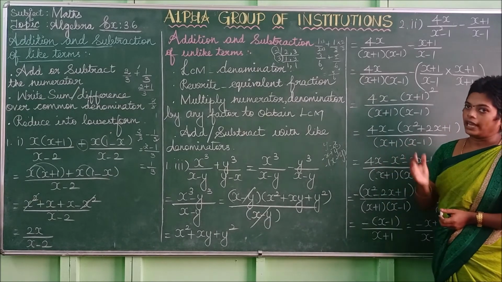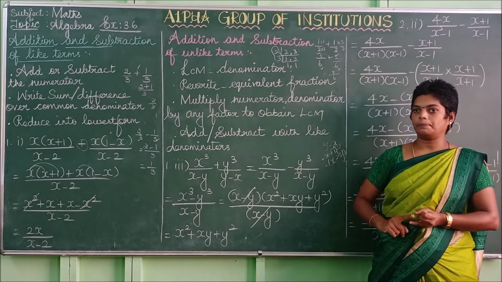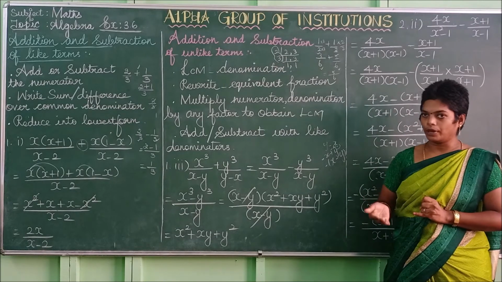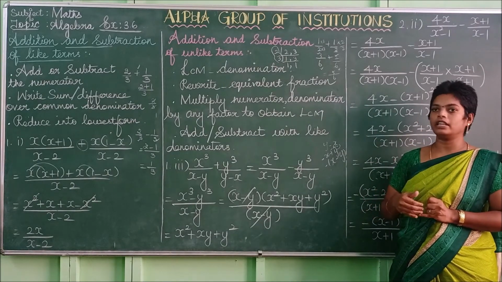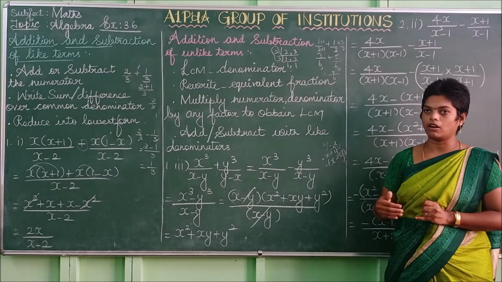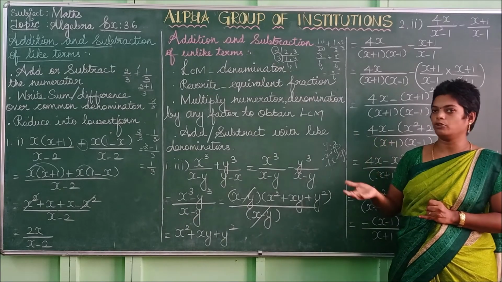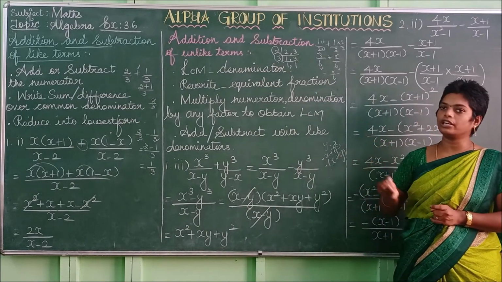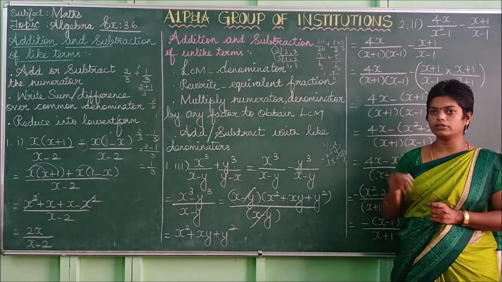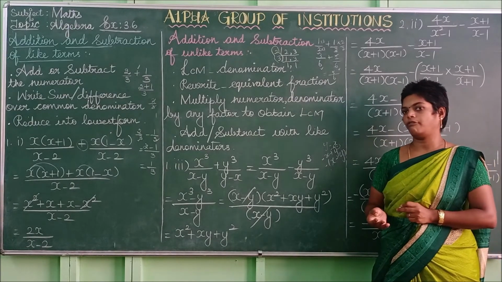Then listen, for like terms you have to follow these steps. Add or subtract the numerators with the common denominator. Like terms means you have a common denominator, so you can add or subtract the numerator values. Then you have to reduce the answer into the lowest form.